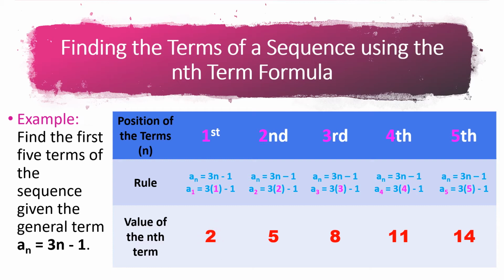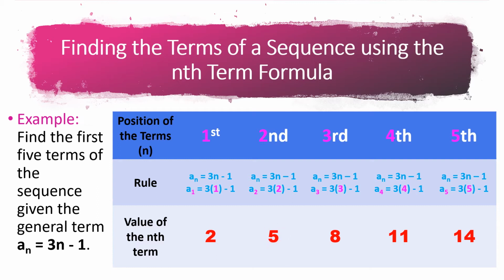How about for the second term? Again, we will use the same process. So just copy a sub n is equal to 3n minus 1 and then substitute 2 to find the value of the second term. So we will have a sub 2 is equal to 3 multiplied by 2 minus 1. Now, computing na lang natin. So 3 times 2, that is 6, minus 1, that will become 5. So the value of the second term is 5.